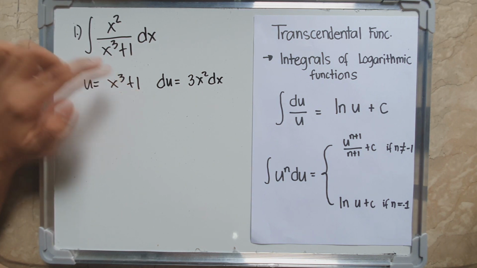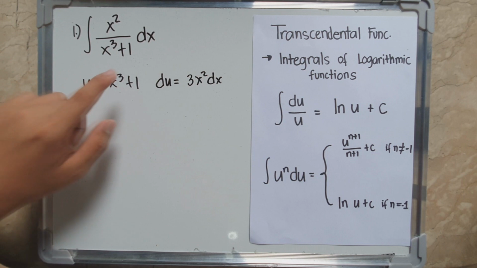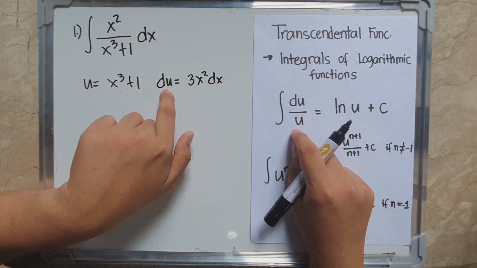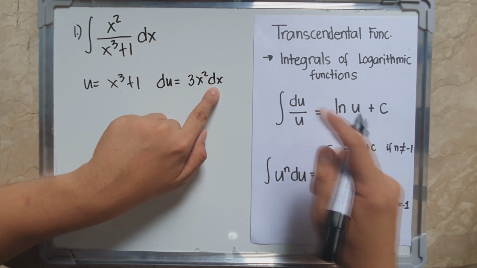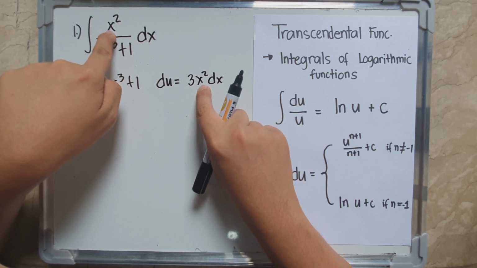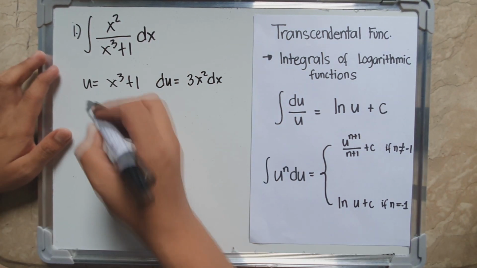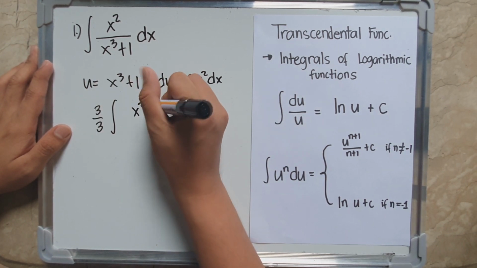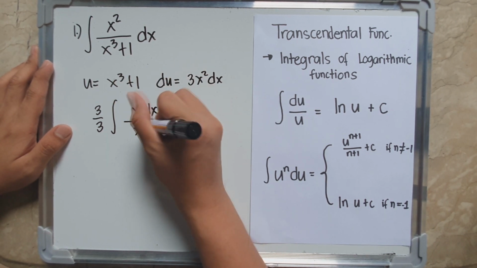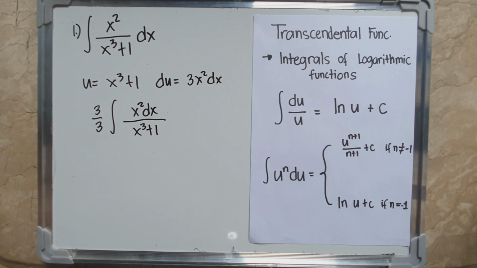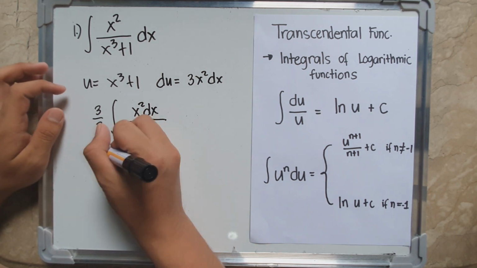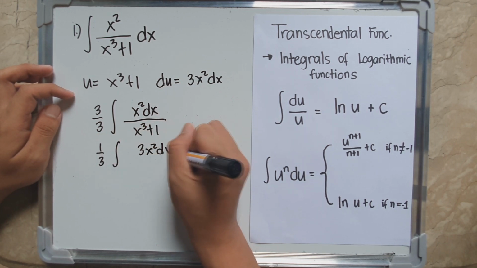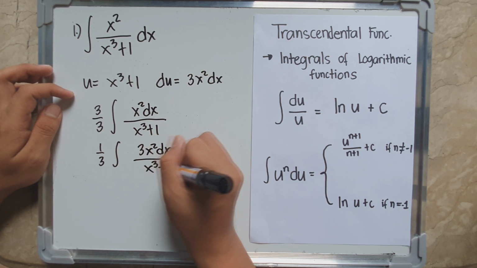Okay, so let's try to check the numerator. For the numerator, we have x squared dx. So the du should be 3x squared dx. We have the dx, we have the x squared, so we're lacking a 3. So we will correct this with 3 over 3, integral of x squared dx over x cubed plus 1. We take the numerator side of the 3 over 3. So what's left outside is 1/3 integral of 3x squared dx over x cubed plus 1.